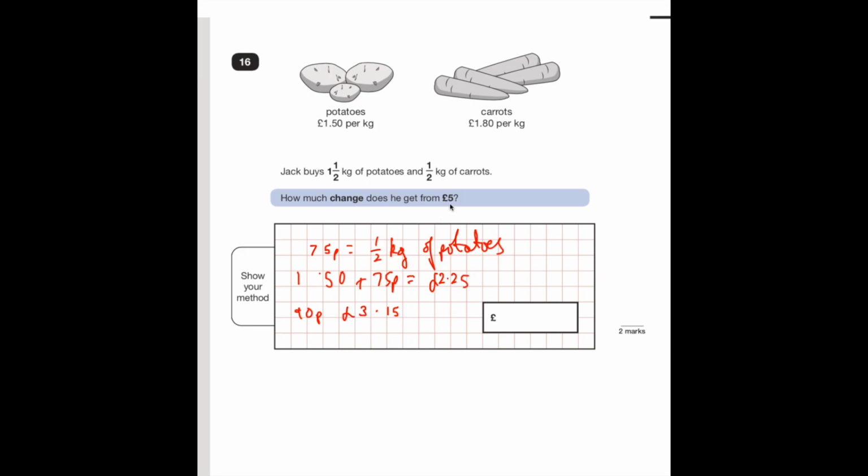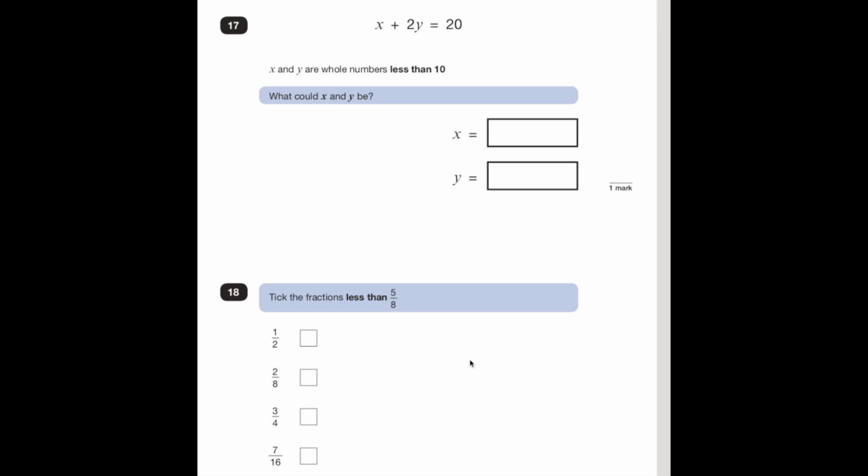But he's paid with a £5 note, so £5 subtract £3.15 should be £1.85. Number 17, x and y are whole numbers less than 10. What could x and y be? You should have a few options for this one. So all you need to do is plug some numbers in and see if they equal 20.